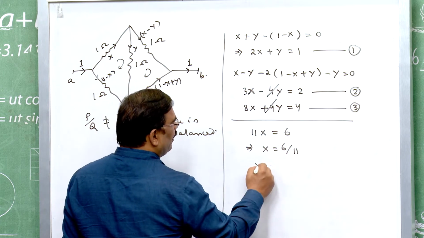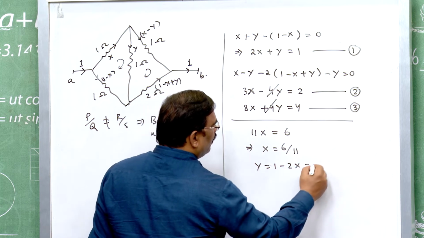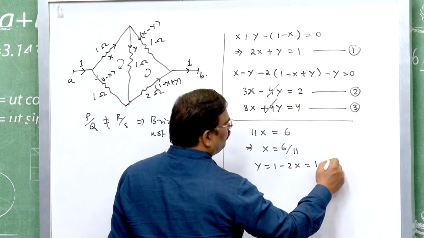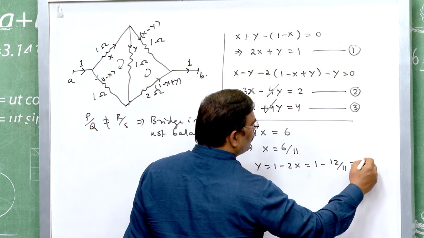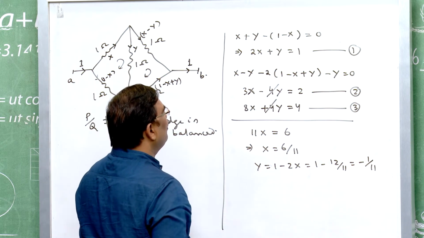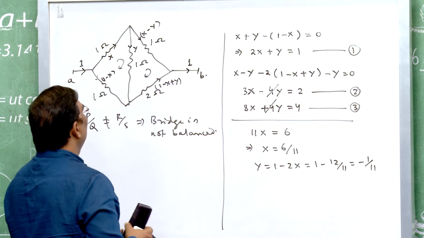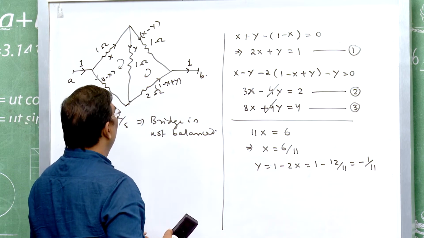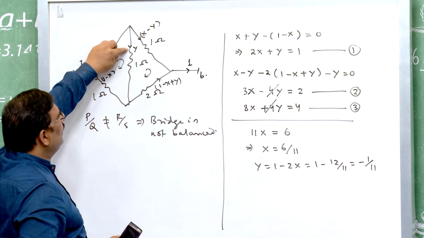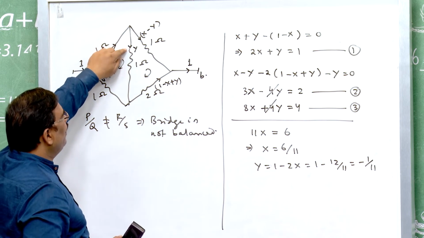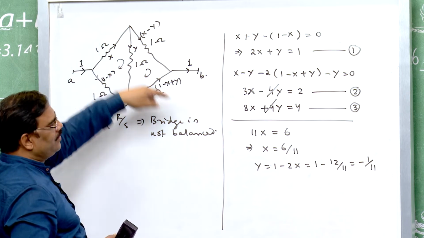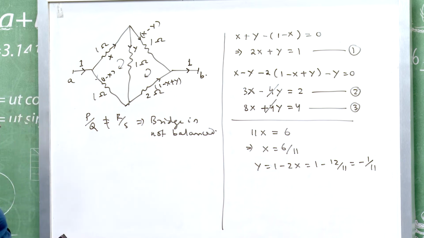y is 1 minus 2x. It is 1 minus 12 by 11, so it is minus 1 by 11. The negative sign indicates that the direction in which we have taken the current y is actually reversed, because the current is actually flowing in the opposite direction. So, therefore, we are getting a negative sign, nothing more.